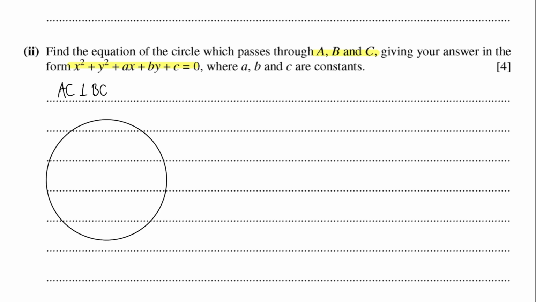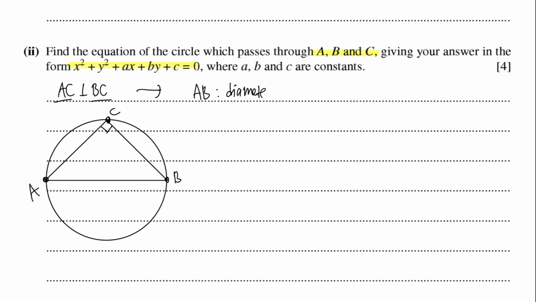If you remember, if you have a circle and we have 3 points and it creates a right angle triangle, okay, this is the 90 degrees, and AC is perpendicular to BC. So this is A, this is C, perpendicular with BC. So that means from here we know that AB is the diameter. So if you have a circle, 3 points on the circle, and it creates a right angle triangle, means that this side is the diameter, which is AB.